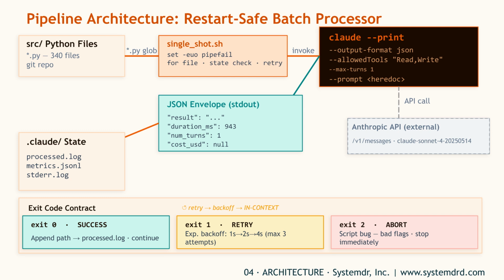The exit code contract at the bottom is the operational brain of the pipeline. Exit 0, success. Append path to state log, continue. Exit 1, retryable error, usually a rate limit. Implement exponential backoff, up to 3 attempts. Exit 2, script bug, bad flag combination. Stop the pipeline immediately and fix the code. That's the architecture. Let's look at the implementation.